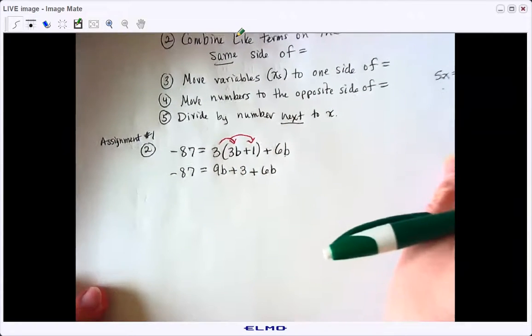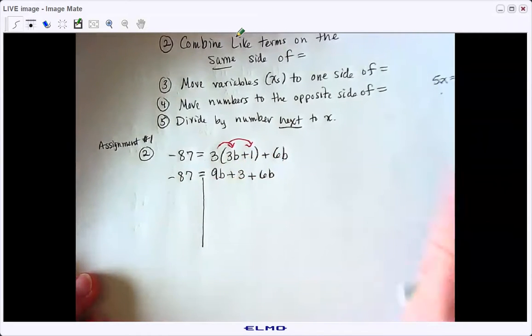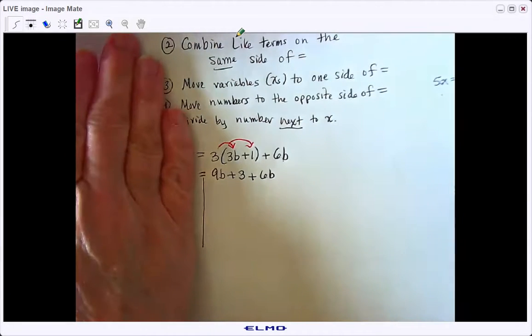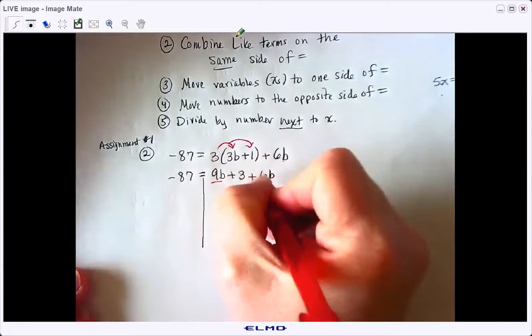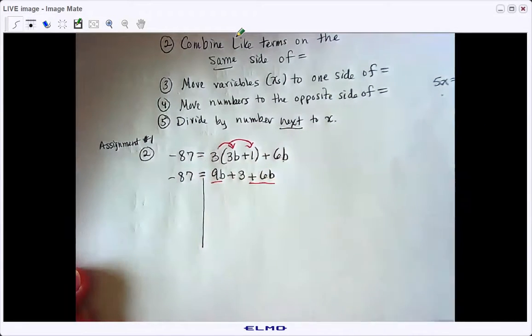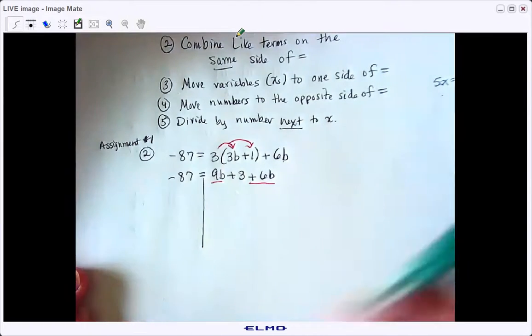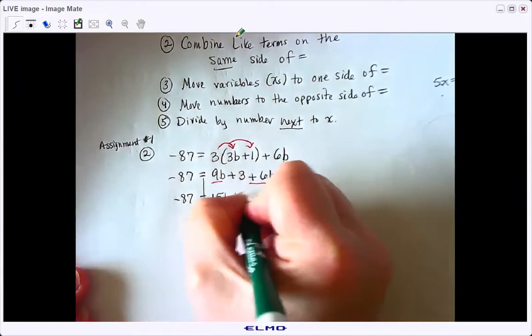Okay. Step 2 says to combine the like terms on the same side of the equals. So if you want to draw the line, you don't have to, but just visually it's easier. Over here, we only have a negative 87, but over here, what are the two terms that I can combine? 9b plus 6b. We're going to do the operation symbol that it says because when it's on the same side, we combine, we don't do opposite. So we've got negative 87 still over here, 15b plus 3.